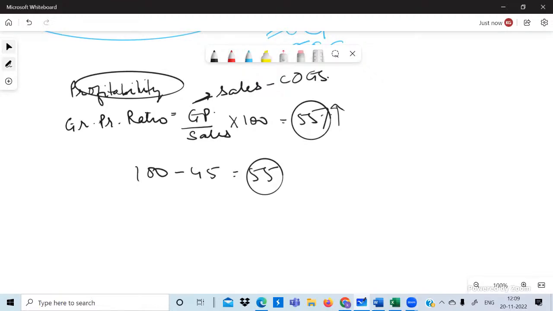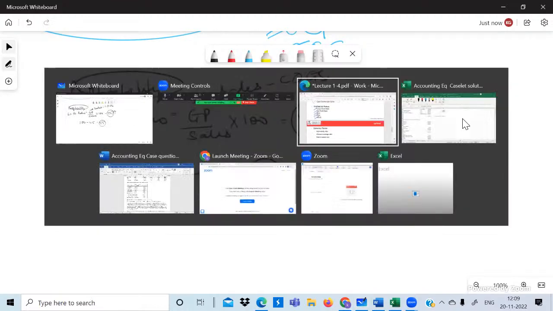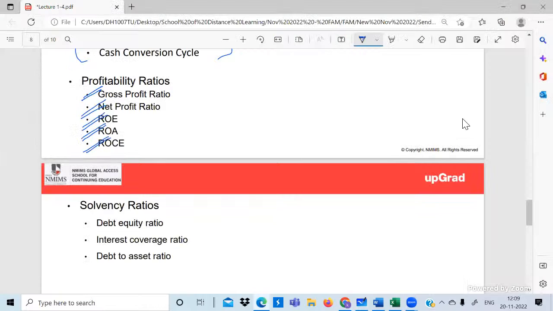Okay, and let's look at the next one. The next one is nothing but your net profit ratio. Your net profit ratio is nothing but net profit upon sales into 100. So that's your net profit ratio. Net profit ratio is net profit upon sales into 100.